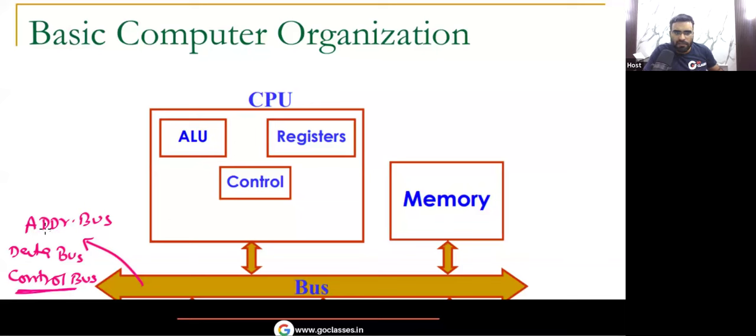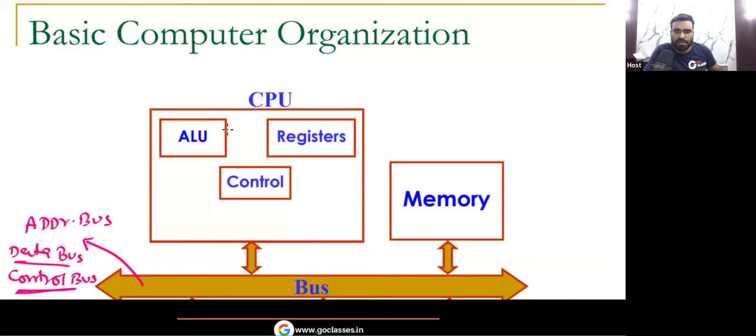When the CPU puts the address on the address lines, that location will be activated in the memory. And on the control line, the CPU is putting the read signal. So the data in that memory location will come on the data bus, and it will come to the CPU. Very simple. This is how the CPU and memory interact with each other.